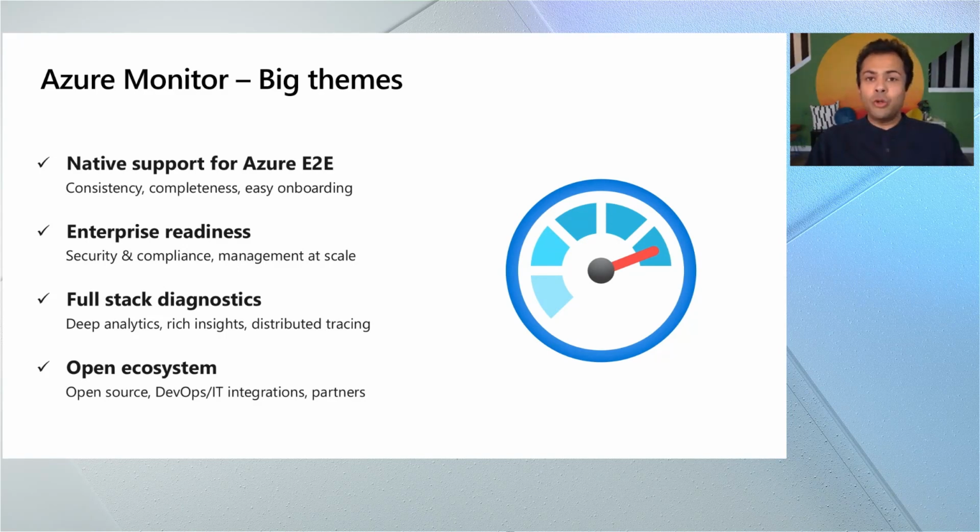We do also support an open ecosystem. So if you have any applications written in open source languages like Python, Java, Node, and so on, you can easily get started with App Insights. If you have any existing DevOps or IT tools and processes in your organization, you can connect them with Azure Monitor. Or even if you use any third-party monitoring or analytics solution, they can very easily connect with Azure Monitor and collect the platform metrics and logs directly.